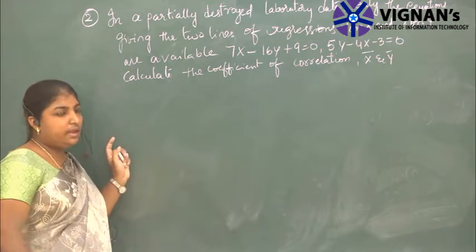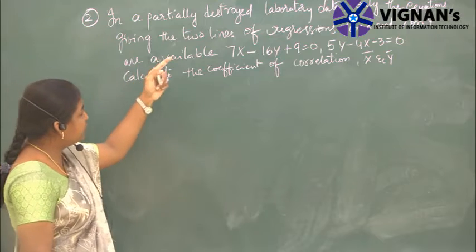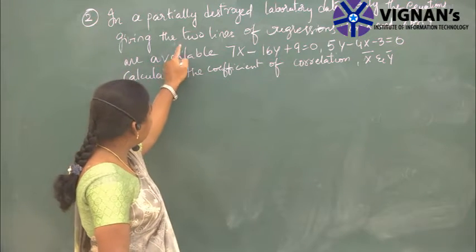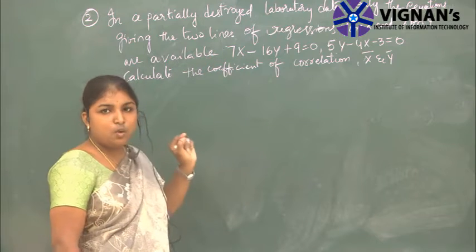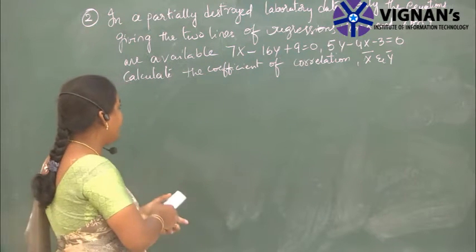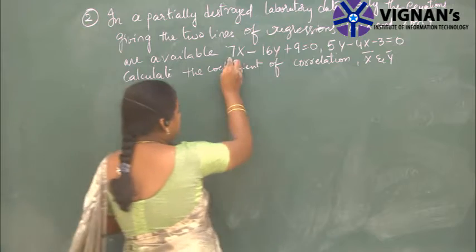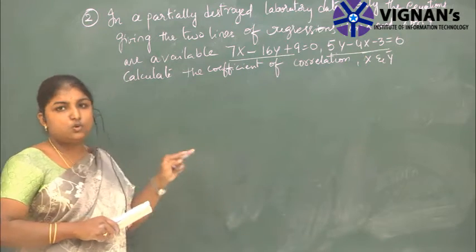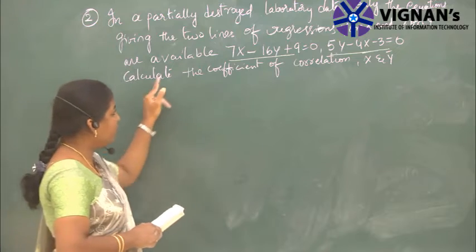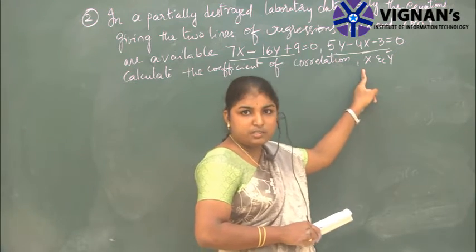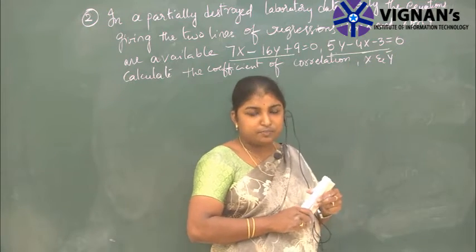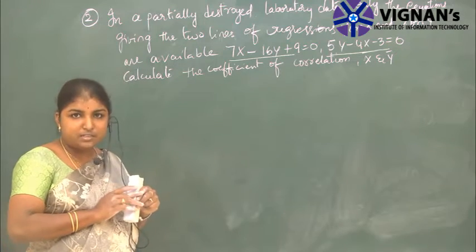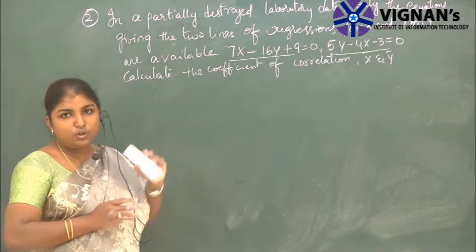Next we are doing the second problem. In a partially destroyed laboratory data, only the equations of the two lines of regression, y on x and x on y, are given. Using these two equations we want to find the correlation coefficient and the x bar and y bar values.